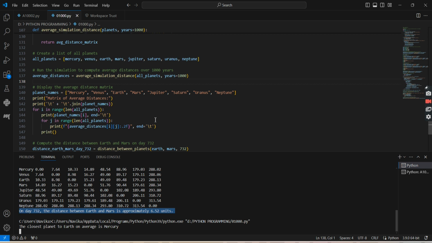In summation, Venus remains the closest planet to Earth on average, as determined by comparing the average distances across all the planet pairs in the matrix. This result persists despite the variation in distance due to orbital interaction and noise, reaffirming Venus as the closest planet to Earth in the solar system.